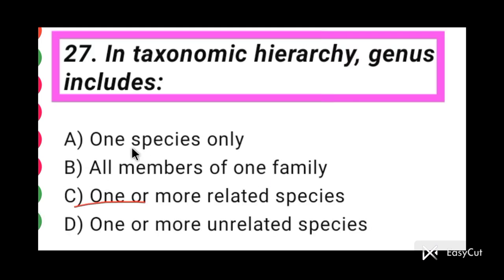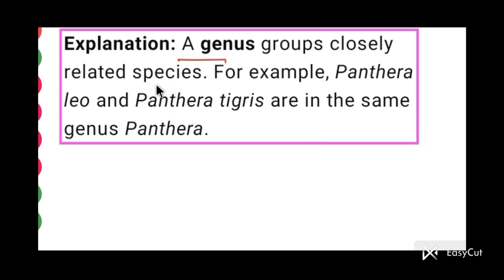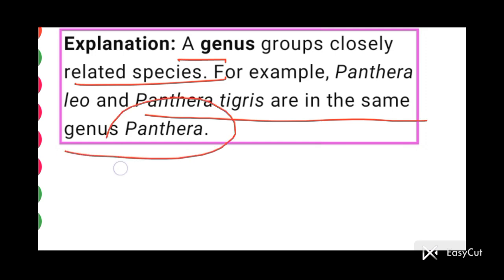Question number 27. In taxonomic hierarchy, genus includes one or more related species. So option C is correct for question number 27. A genus groups closely related species. For example, Panthera leo, Panthera tigris are in the same genus Panthera.